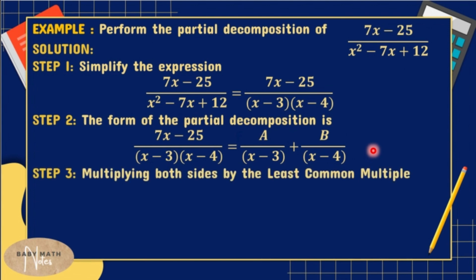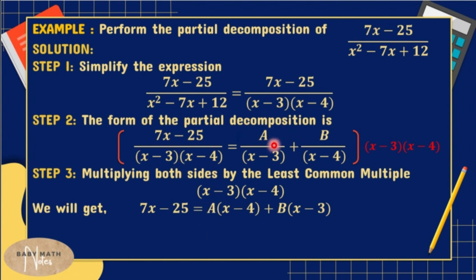Then step number 3, multiplying both sides by the least common multiple. And what is the least common multiple? Ayan, x minus 3 times x minus 4. Imumultiply natin yan both sides. Ayan siya. So kapag minultiply natin yan dito, di ba ito, 7x minus 25 na lang ang matitira. Tama? And then, ito, cancel na to. So, A na lang, ang matitira dun ay x minus 4. Kasi cancel na yung x minus 3 natin.